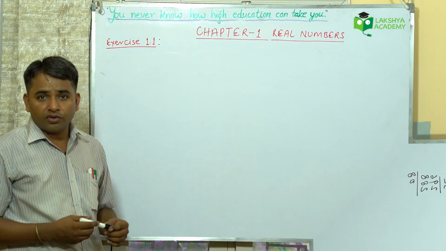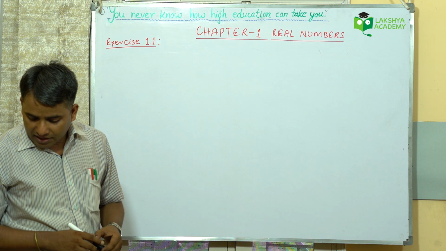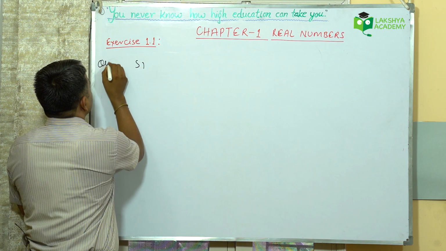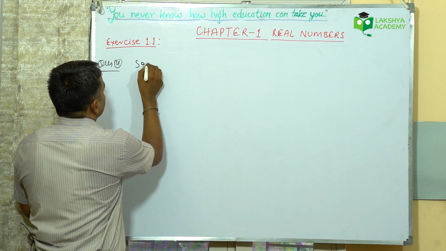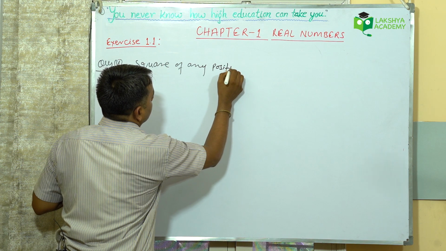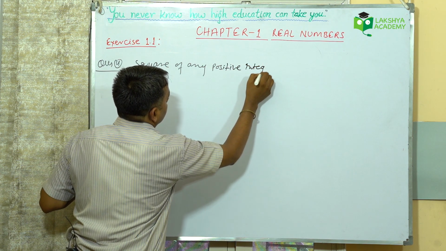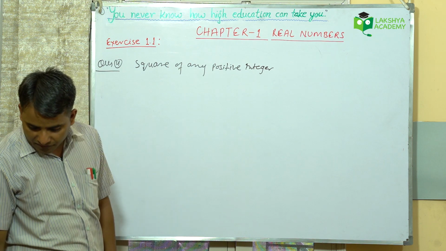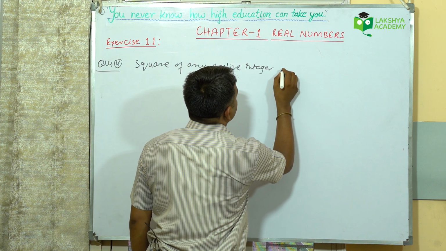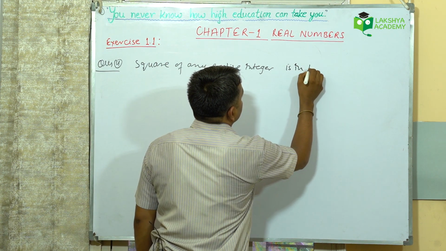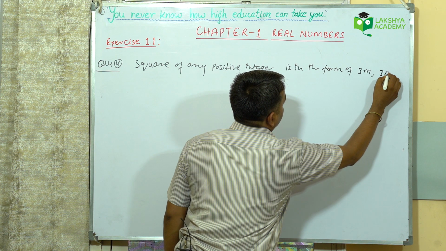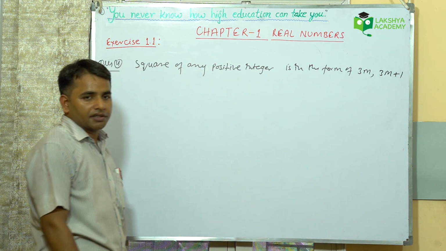Okay, now coming to question number 4. Use Euclid's division lemma to show that the square of any positive integer is in the form of 3m or 3m plus 1, where m is any integer.